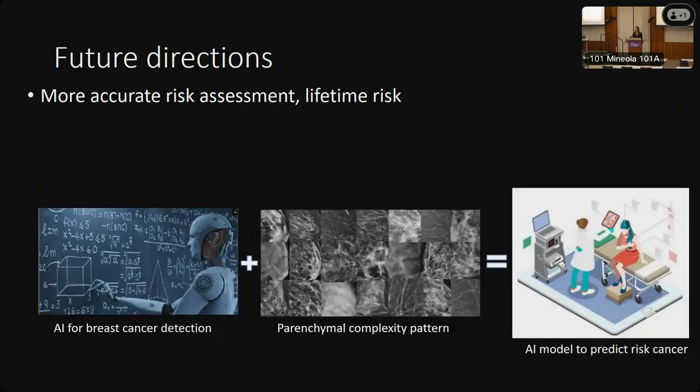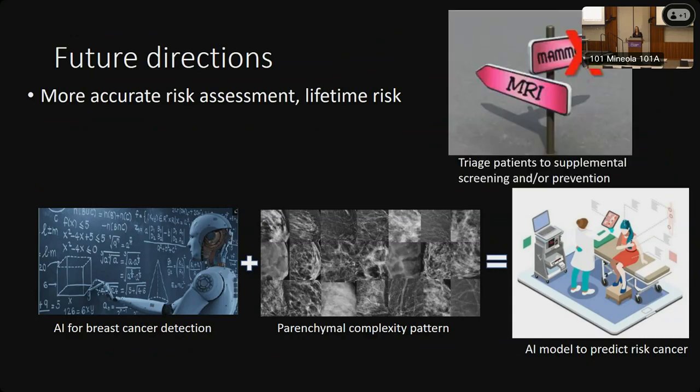All right, and then the last thing I want to talk about for future directions is risk assessment. We have these powerful AIs for cancer detection, and there's something in the images, something about the complexity of the parenchyma that puts people at risk. We don't see it, but maybe the AI does. So it would be interesting to use AI to predict future risk. Now I'm not talking about finding cancers anymore, right, but predicting future risk.